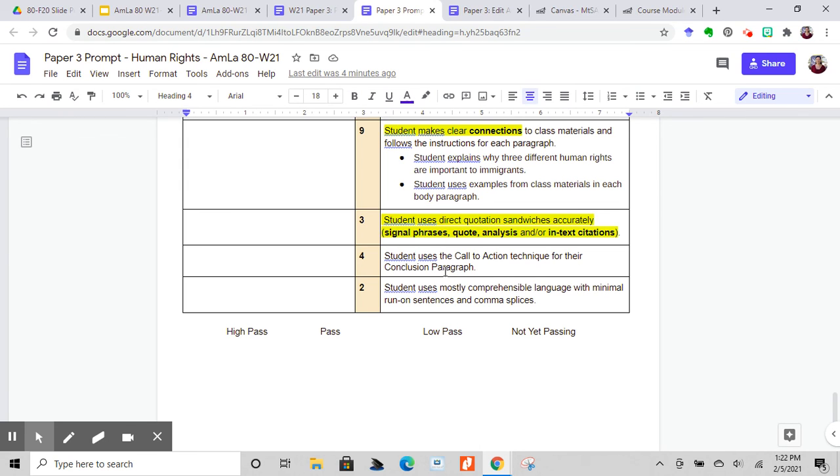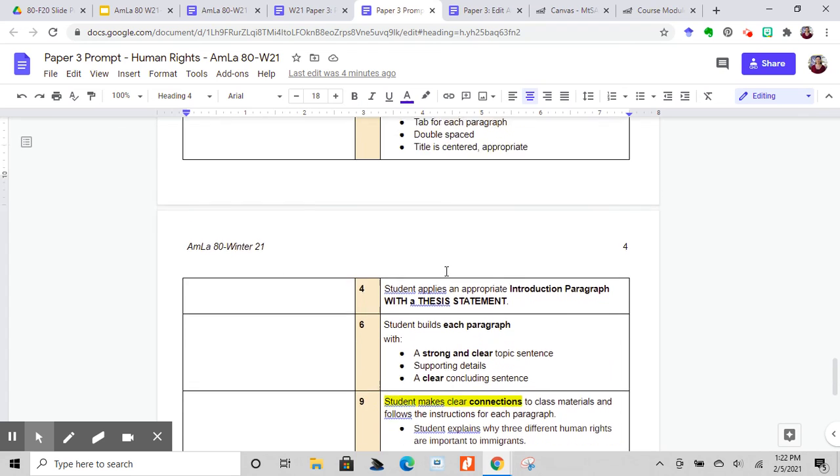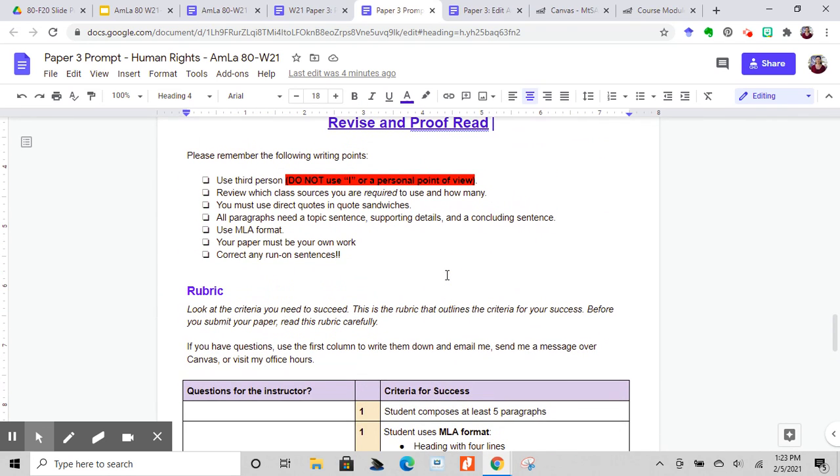Okay, so this is how you will be graded. These are the things that you should look at your first draft and check for these things, correct them if you need to before you turn in your final draft. All right, I am really looking forward to reading these papers.